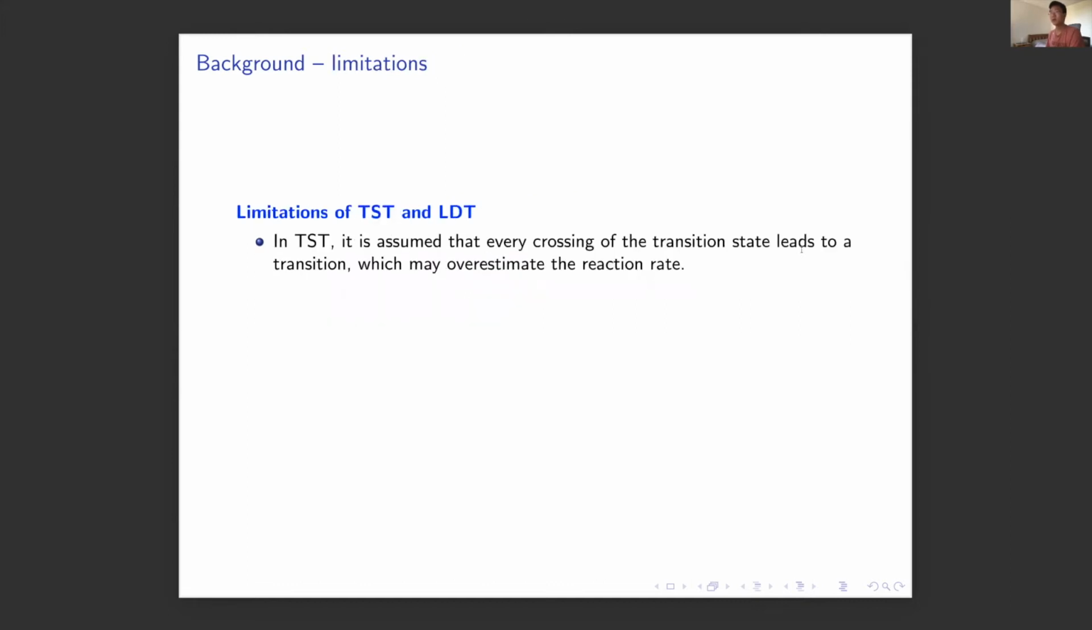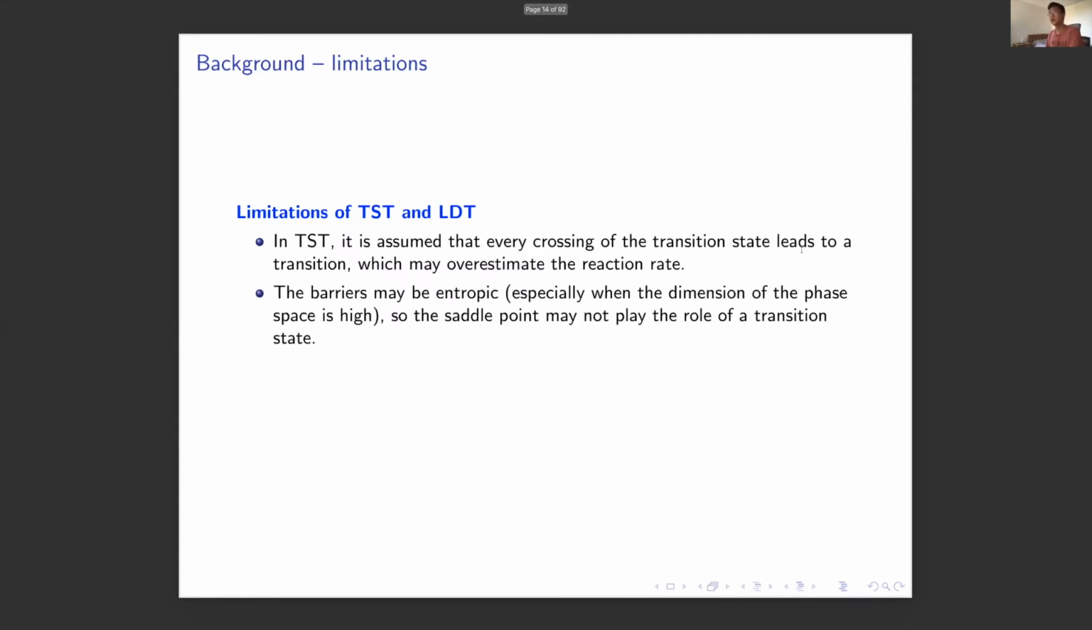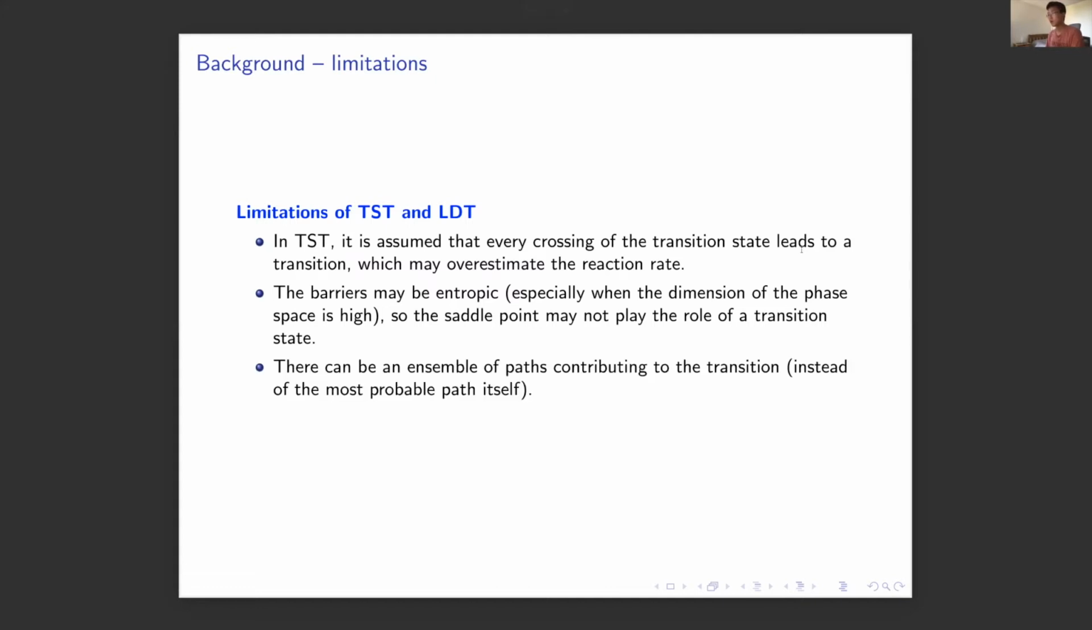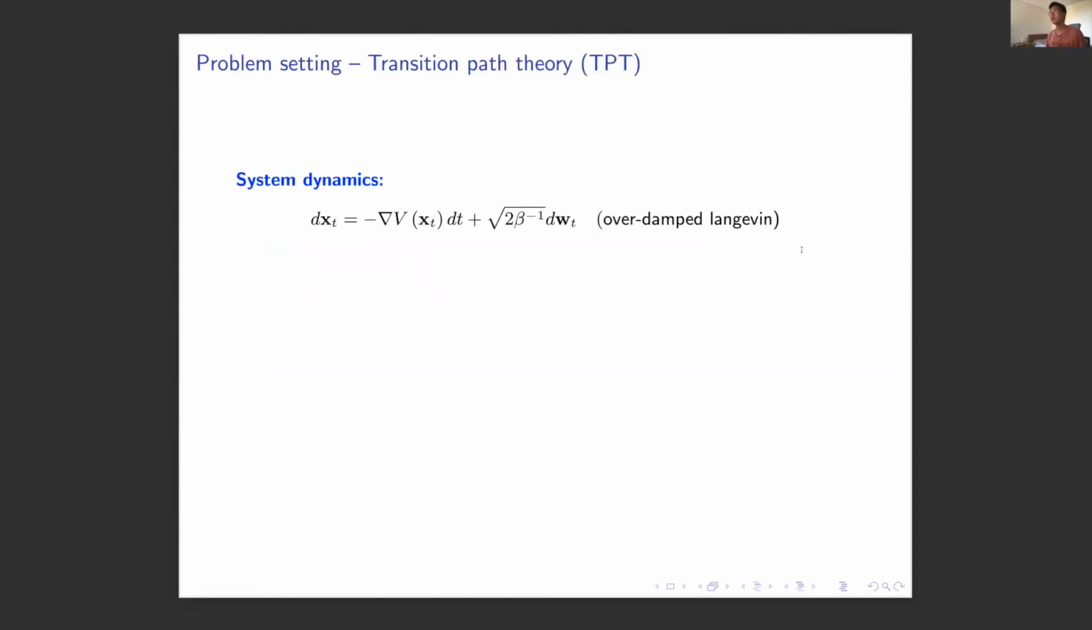But there are some limitations of these two examples. For example, in TST, it is assumed that every crossing of the transition state leads to a transition, which may overestimate the reaction rate. And the barriers may be entropic, so the saddle point on the energy landscape may not play the role of a transition state. And there can be an ensemble of paths contributing to the transition instead of just the most probable path itself. Okay, so in order to address these limitations, the transition path theory was invented.